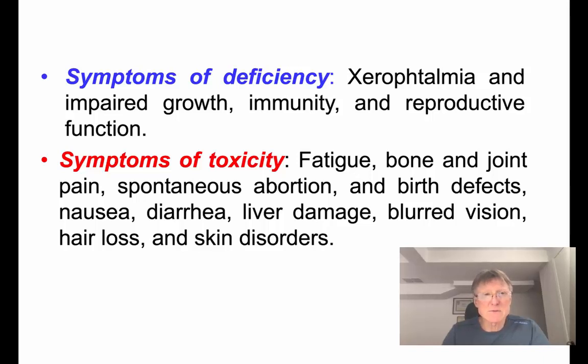So these are basically the symptoms. With deficiency, you have problems with vision, impaired growth, immunity is downregulated, and also impaired reproductive function. And if you have too much, you have fatigue, bone and joint pain, it can cause spontaneous abortion, birth defects, nausea, diarrhea, liver damage, blurred vision, hair loss, and skin disorders. So it can have quite devastating effects in your body if you are either deficient or have too much.